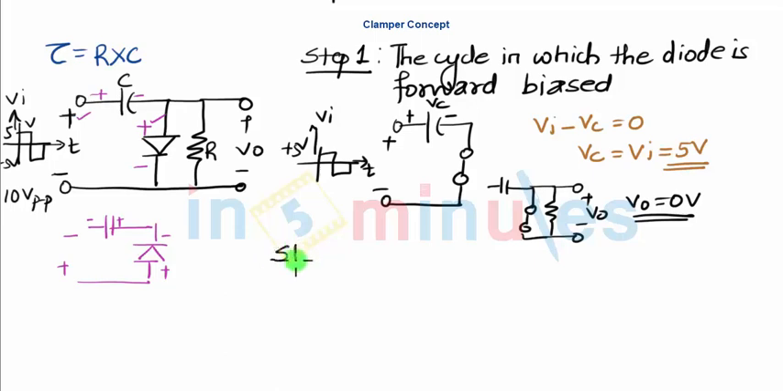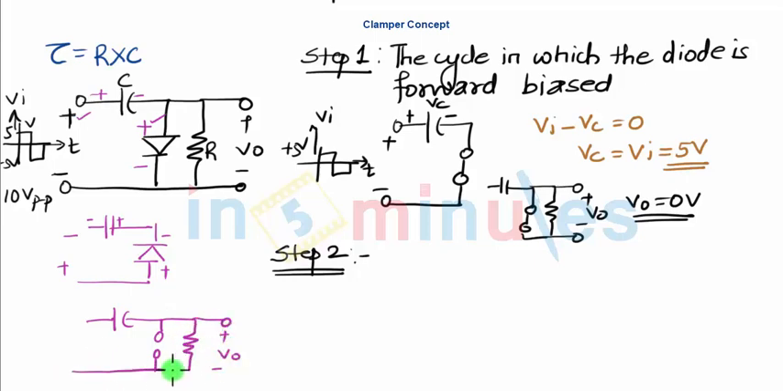Now step 2. In the next half cycle, that is the negative half cycle, the diode will be reverse biased. Your circuit will look like this: a capacitor, the diode open circuited, then a resistor, then plus minus VO. Always look at the polarity of the output voltage. Then this is your Vi, and now you are considering the negative half cycle with respect to T. This is your input voltage and the negative peak is minus 5 volts.